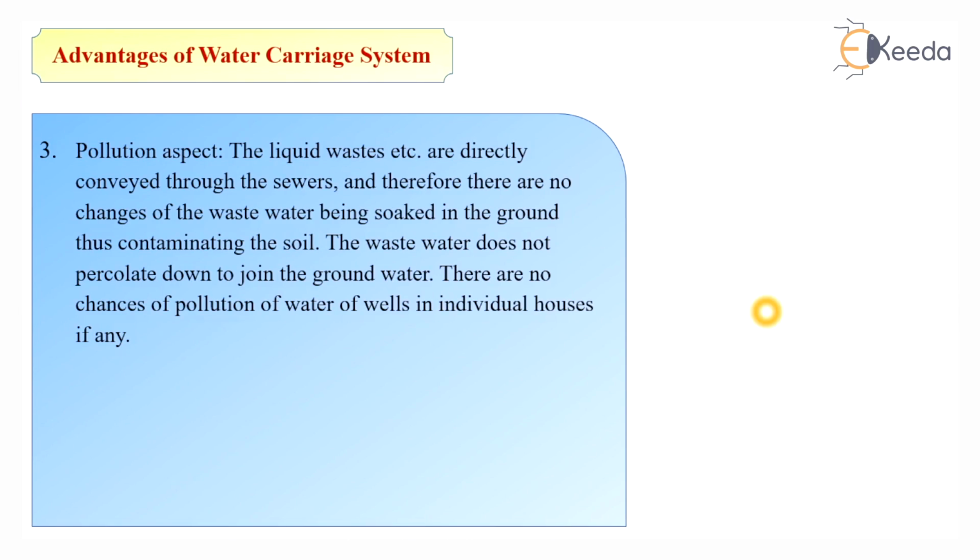Pollution aspect. The liquid waste, etc., is directly conveyed through the sewer, that is, through the closed conduit, and therefore there are no chances of the wastewater being soaked in the ground, thus contaminating the soil. The wastewater does not percolate down to join the groundwater. There is no chance of pollution of water of wells in individual houses, if any.